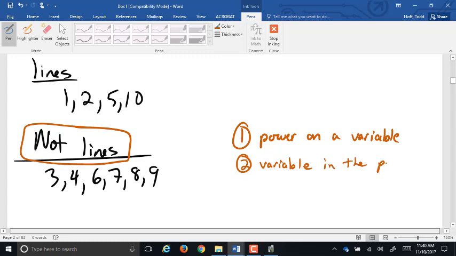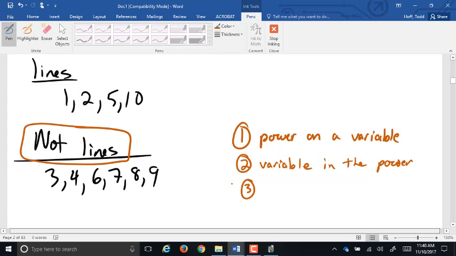The variable is in the power. That's what we call an exponential equation, by the way. We won't really do much with those in this class. If you went on to a 4-year degree, you would have to take an intermediate algebra class, and you would talk about exponential equations.